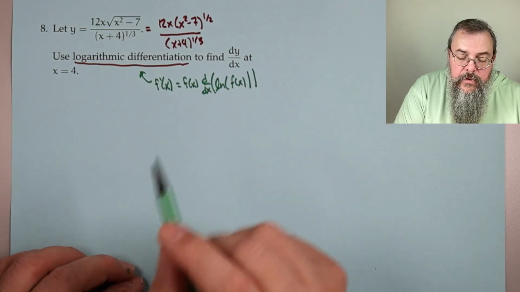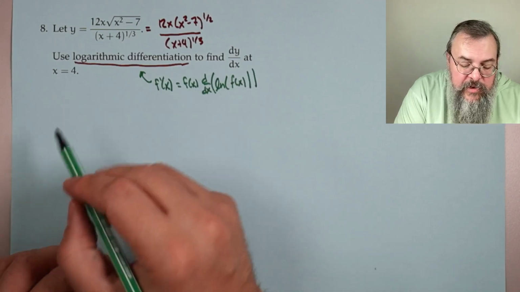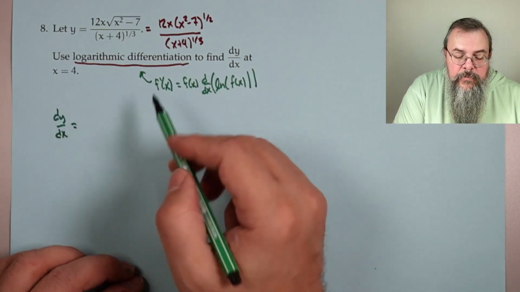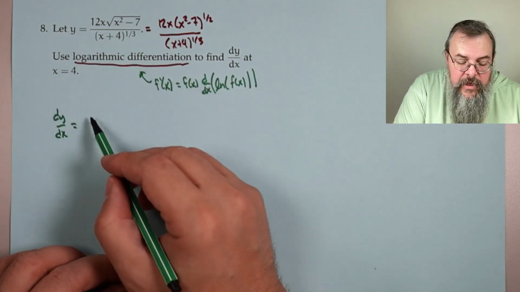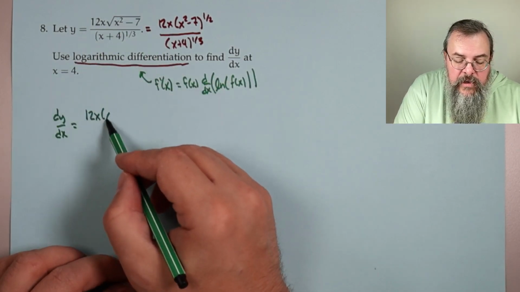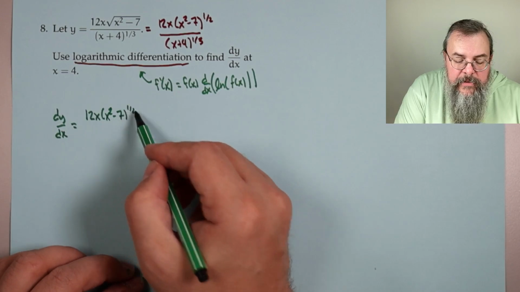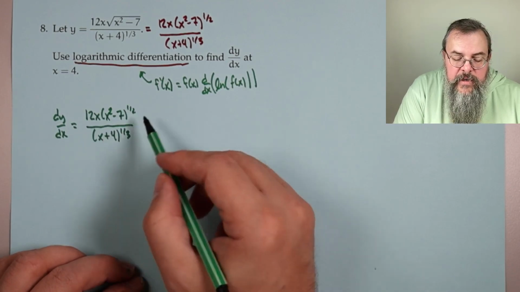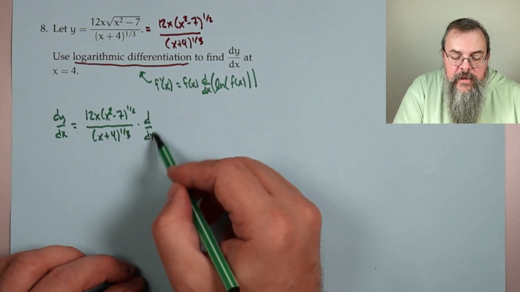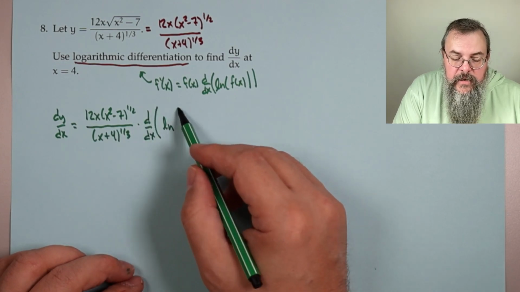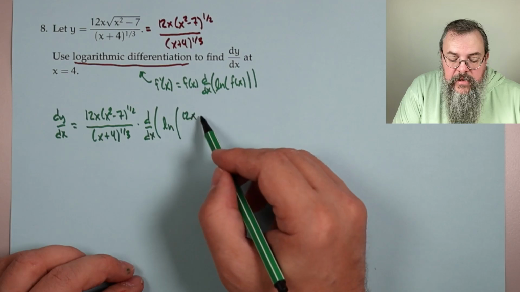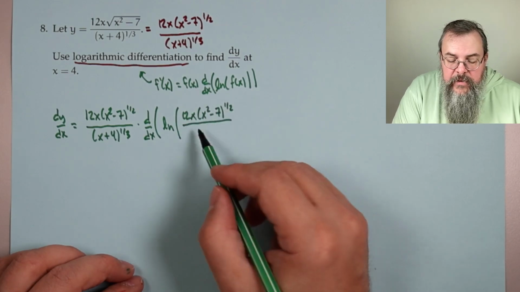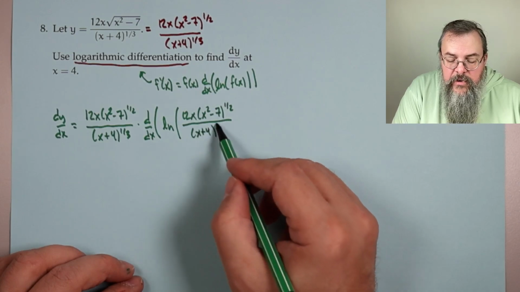All right, so we're going to go through and figure this out. So in particular, we have that dy/dx is the same function, which is 12x times (x squared minus 7) to the 1/2 divided by (x plus 4) to the 1/3, times the derivative of the natural log of 12x times (x squared minus 7) to the 1/2 divided by (x plus 4) to the 1/3.